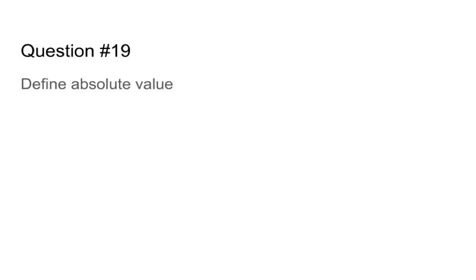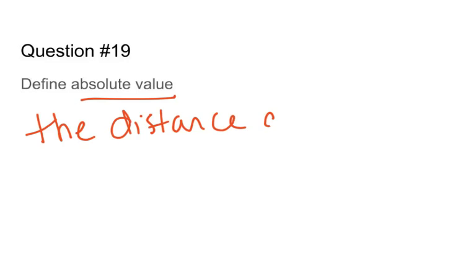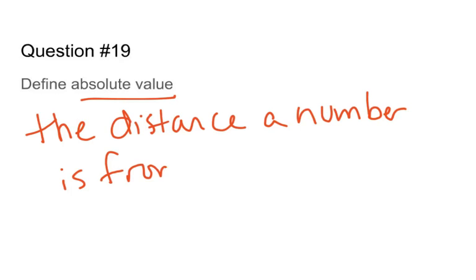Question 19, define absolute value. To remember, absolute value is the distance a number is from 0 on a number line.